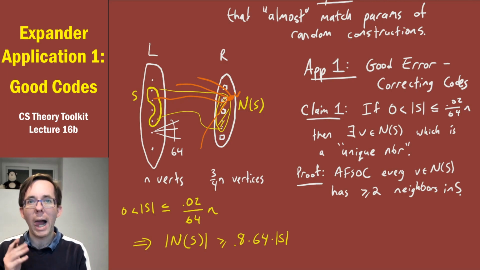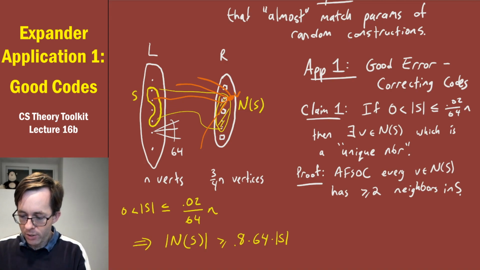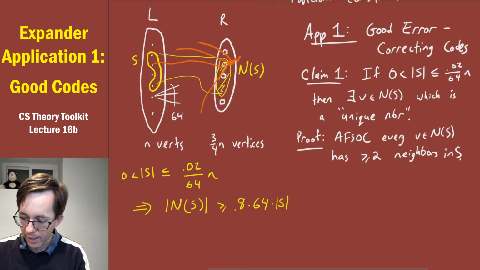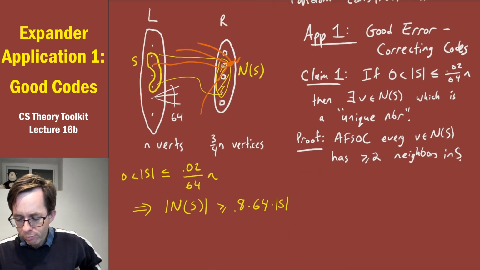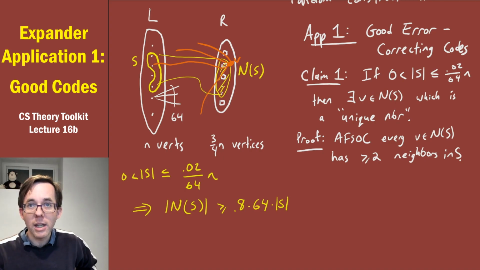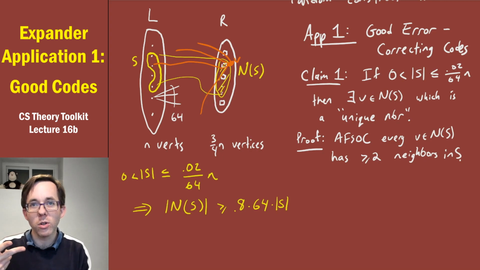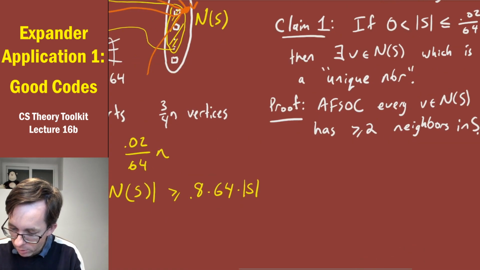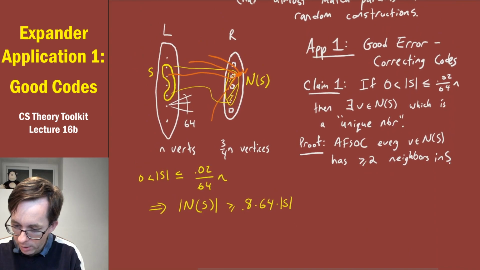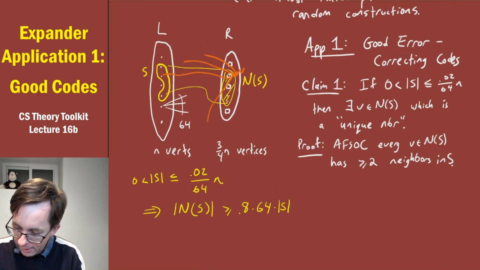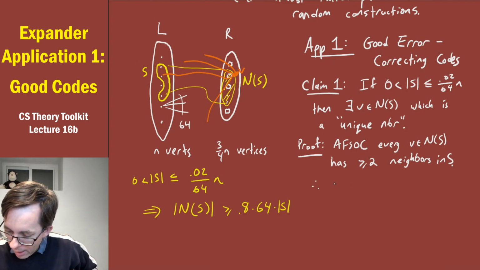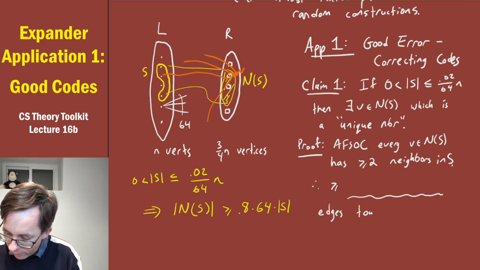What we're going to do is now count the number of edges touching S. So on one hand, since we have just decided that every vertex V in the neighborhood of S has at least two neighbors in S, that means each of these vertices V in the neighborhood of S contributes, or is associated to, two distinct edges which touch S. So by virtue of this assumption, we conclude that there are at least so many edges touching S.